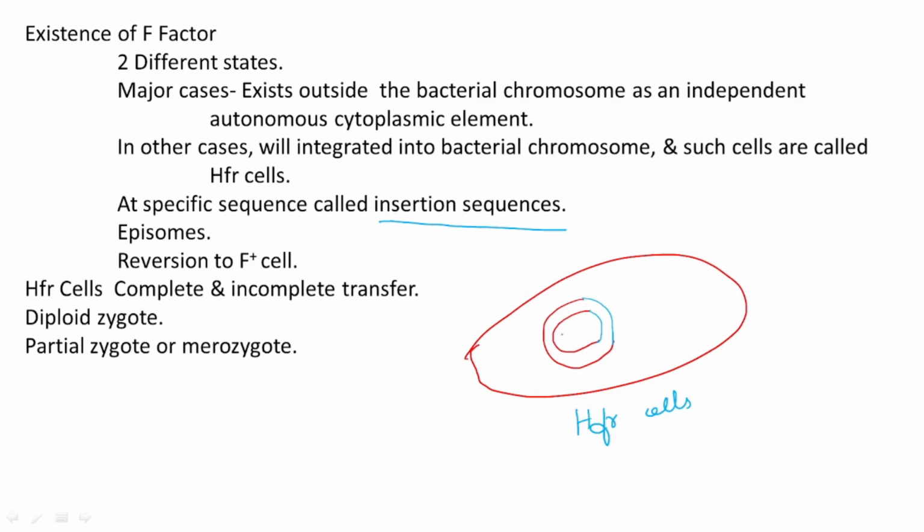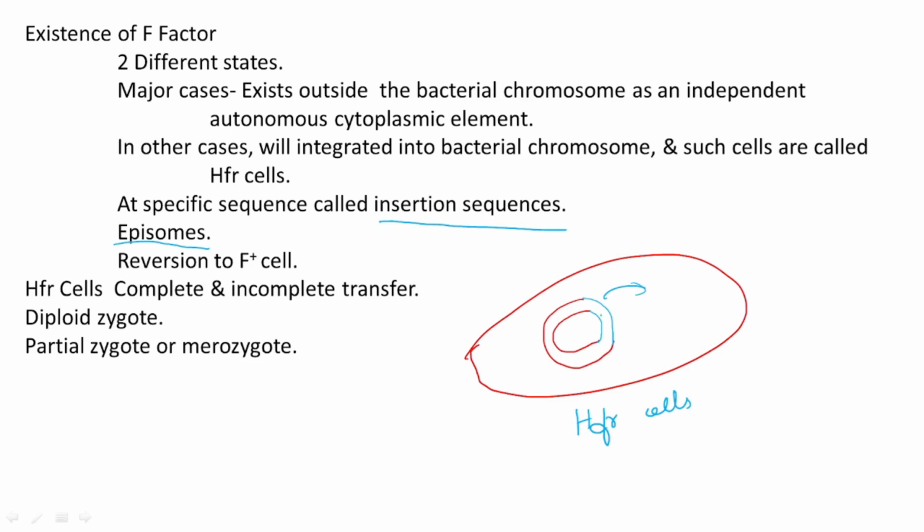As this F factor can integrate into the main bacterial chromosome, we can call the F factor an episome also. Okay, so because that F factor possesses that integration property, we can call it an episome also. And also in some conditions, this integrated F factor will again move out of this bacterial chromosome from the place where it was inserted.